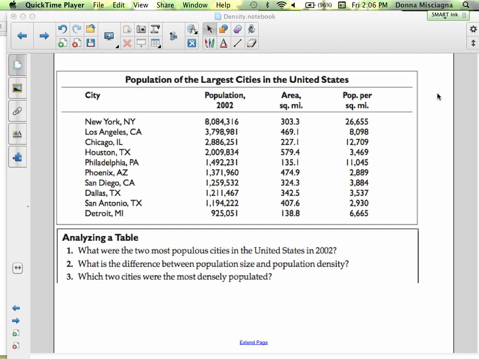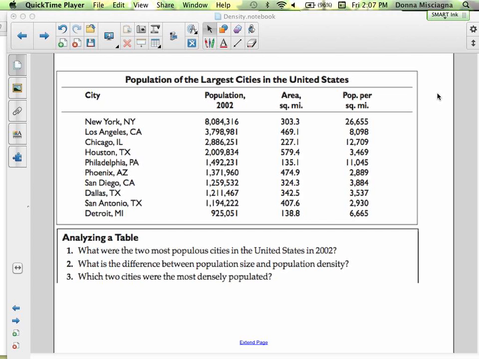In this one, we're going to be looking at population density of the largest cities in the United States. So here, we already have the population, the area, and the densities. All right, and so we can take a look at those. Just to remind you how these were calculated.